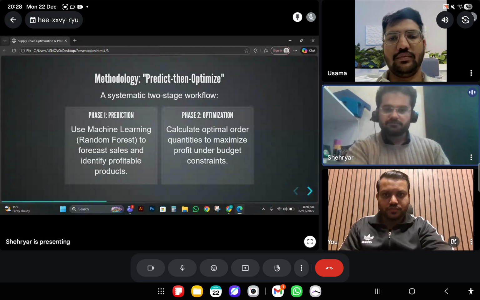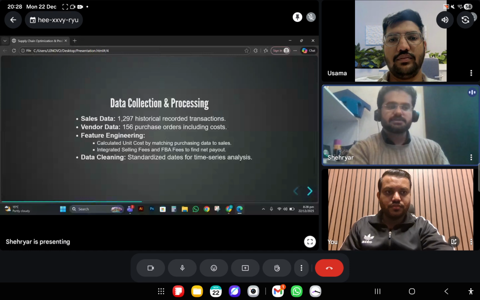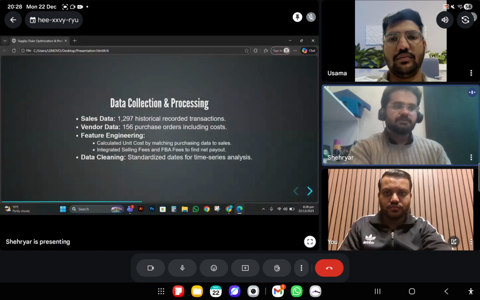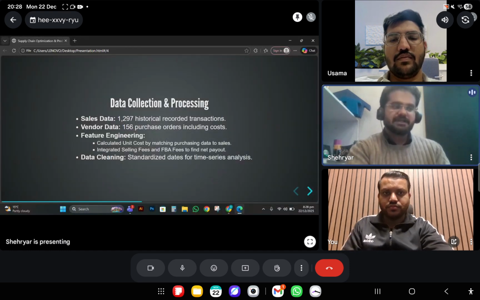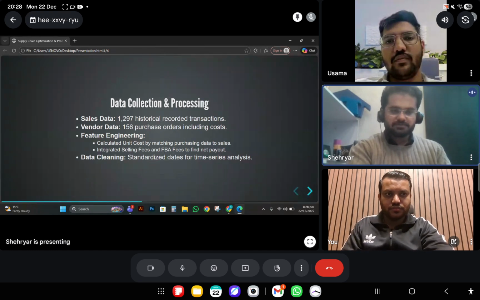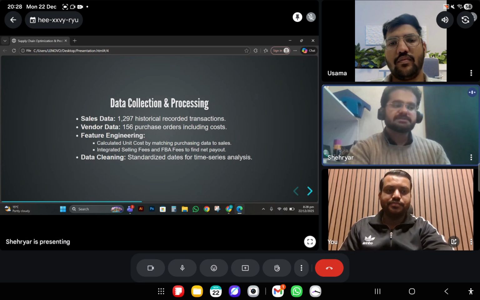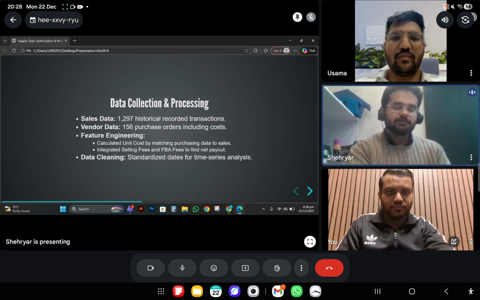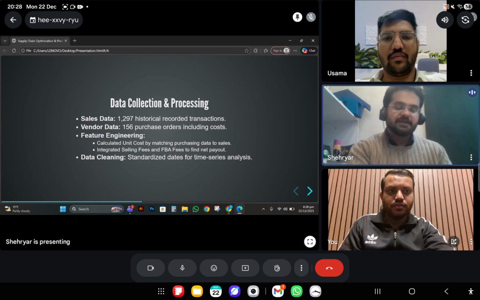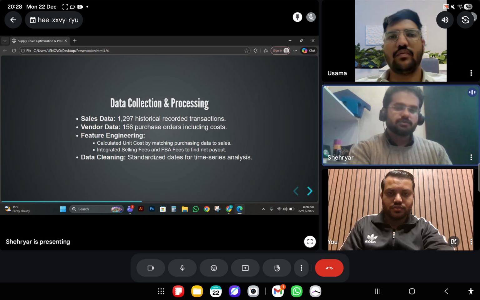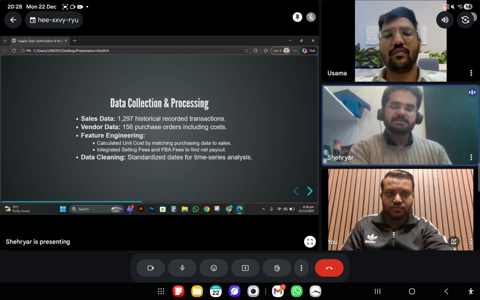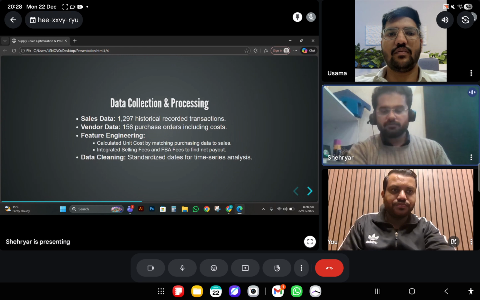Moving forward, due to the shortage of time, our analysis is based on historical sales and vendor purchasing data. We used over 1200 sales transactions and more than 150 purchase orders. To prepare the data, we matched sales records with the vendor cost to calculate accurate unit cost at the SKU level. We also incorporated selling and fulfillment fees to determine net profitability rather than gross revenue. Finally, we standardized date formats to enable time series analysis. This ensured the data was clean, consistent, and suitable for predictive modeling.